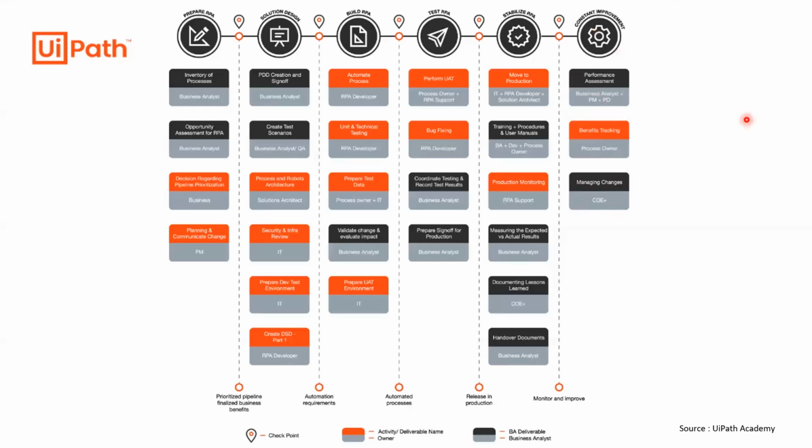Now some improvements might come. The business says that after one year, we are expecting some changes. As soon as they give us changes, we go back to prepare RPA and follow this cycle again. That is nothing but continuous improvement. So this is how the typical RPA lifecycle looks.